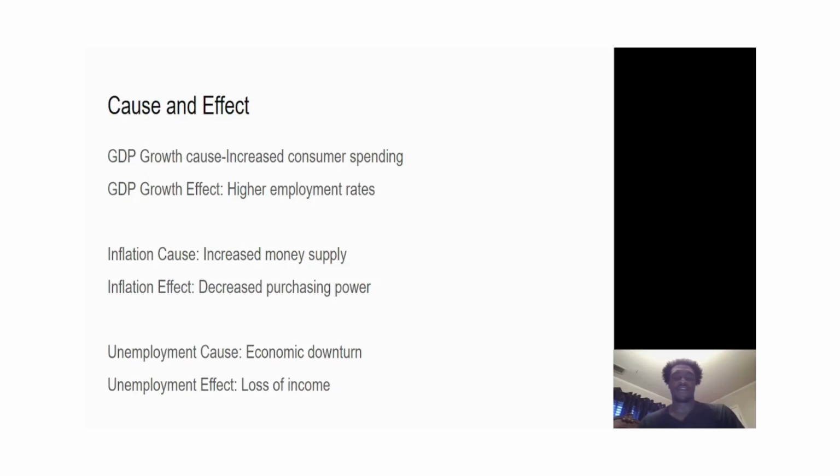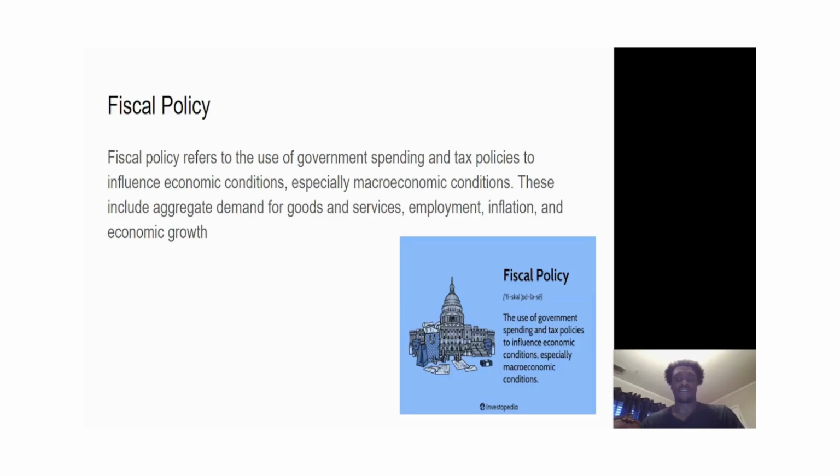Fiscal policy. Fiscal policy refers to the use of government spending and tax policy to influence economic conditions, especially macroeconomic conditions. These include aggregate demand for goods and services, employment, inflation, and economic growth. It's a little chart that I put in. So fiscal policy just talks about taxes and how it's really macroeconomic conditions. If you think about fiscal policy, it just has something to do with money and money conditions really.